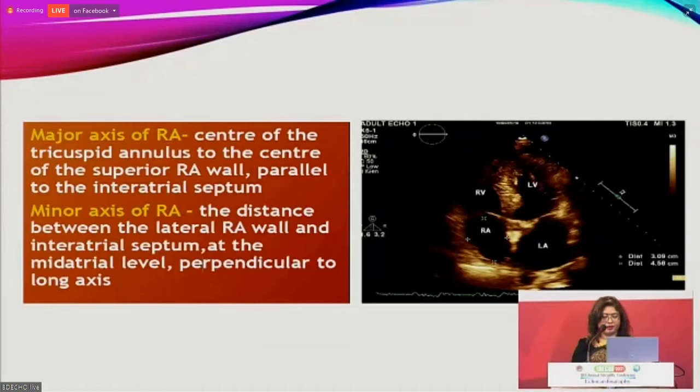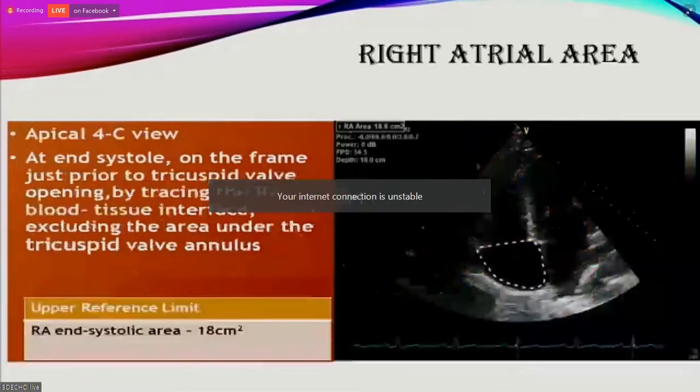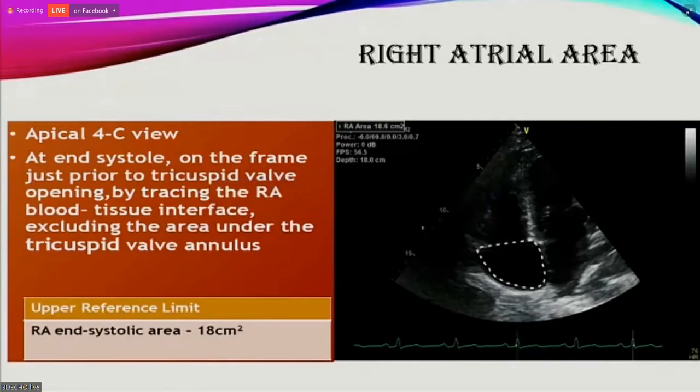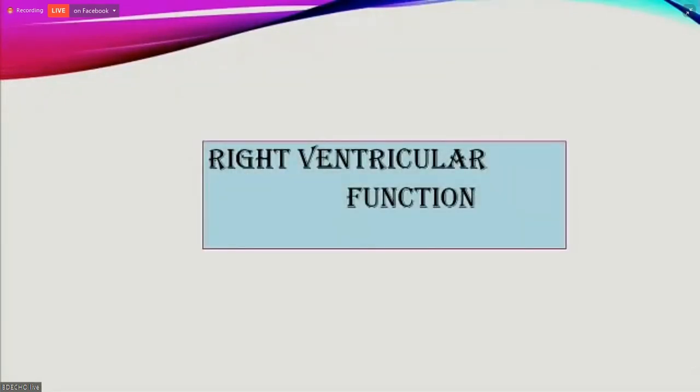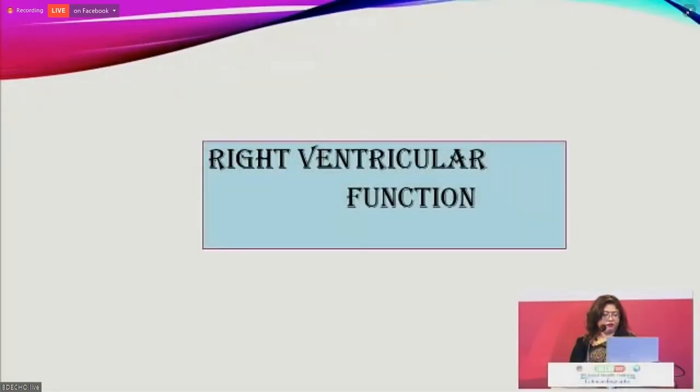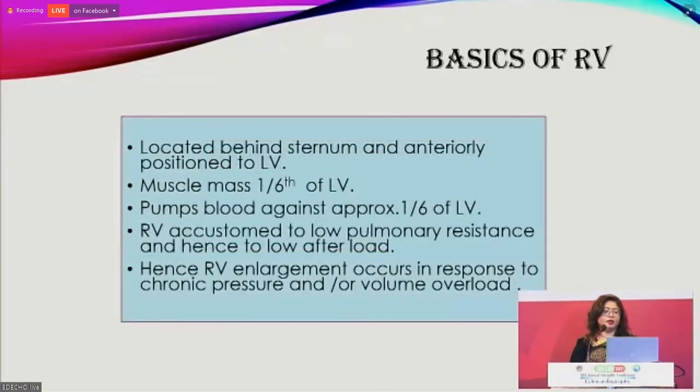So measurements are in millimeters, and the RA area is measured by tracing the RA blood-tissue interface, excluding the area under the tricuspid valve annulus. The upper reference limit is 18 centimeters squared. Then comes the right ventricular function. So these are the basics of the RV.